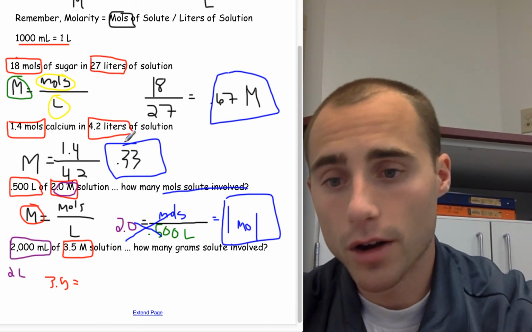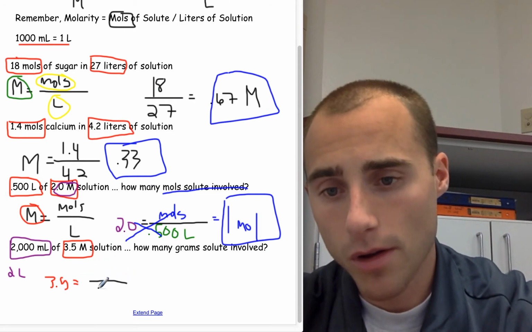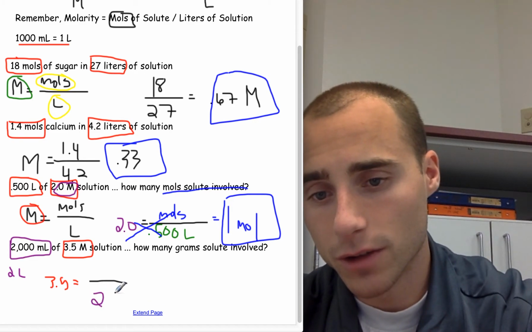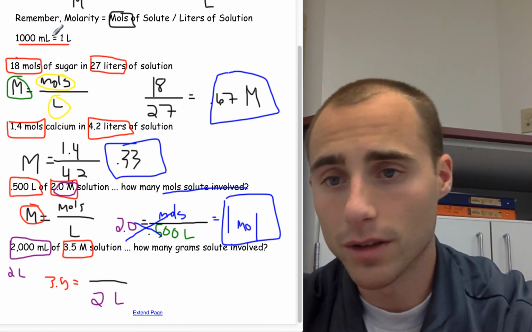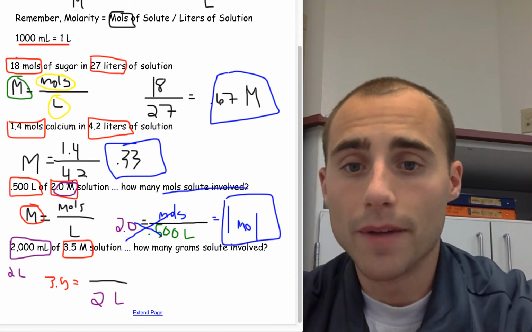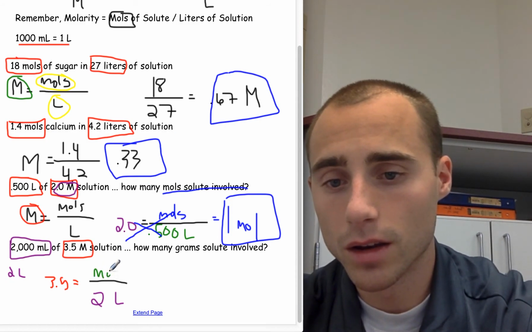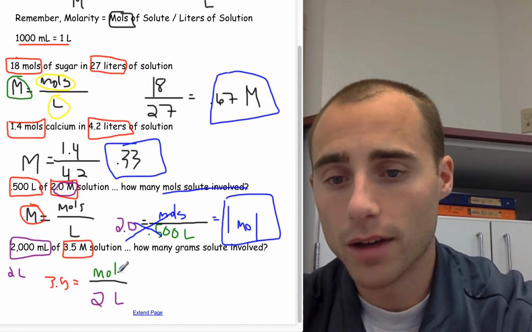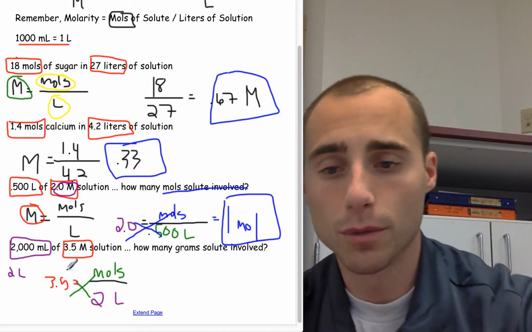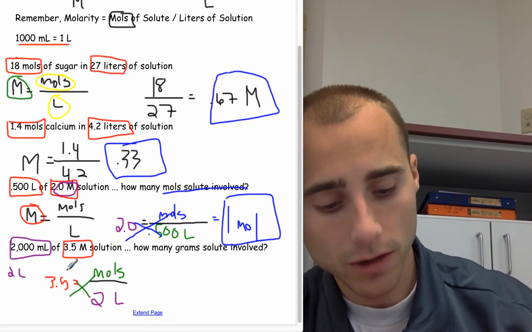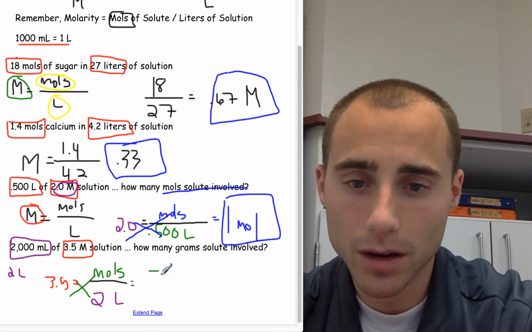So we're given, let's draw our division line right here, 3.5 molar, and we've been given 2 liters. I got that 2 liters by converting 2,000 milliliters to liters based on this conversion right here. And then we do not know how many moles we have. So again, that's what we're searching for. Just like the previous problem, we're going to cross multiply and solve for moles. So you do 3.5 multiplied by 2, you get 7. So this equals 7 moles.